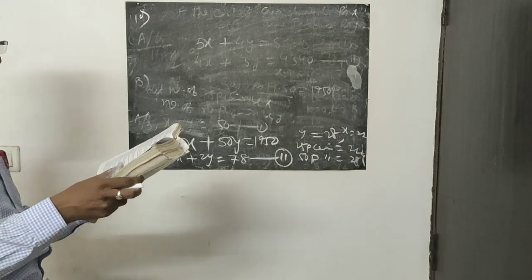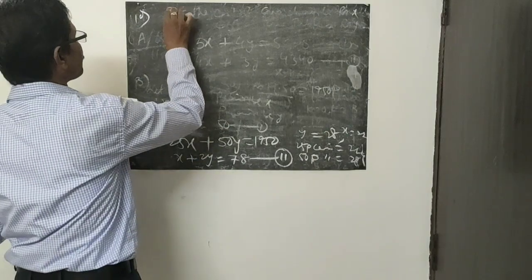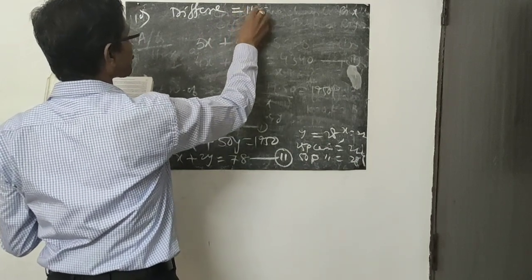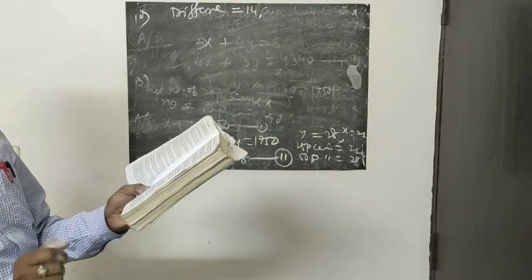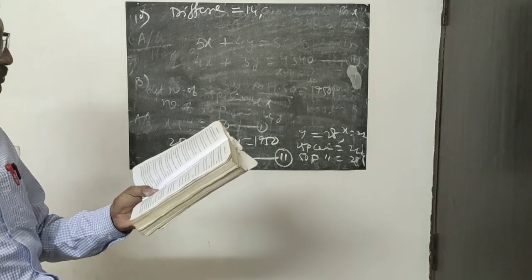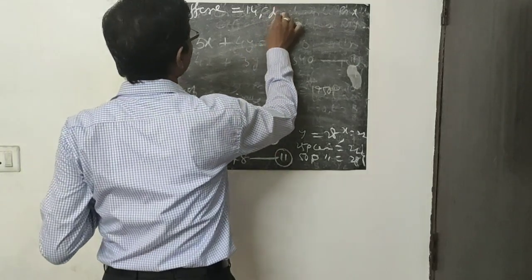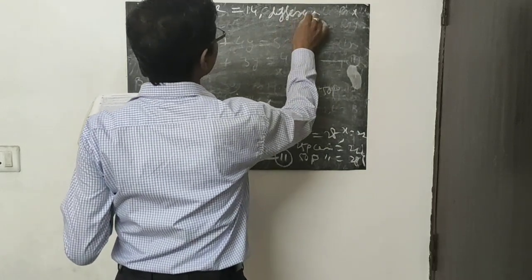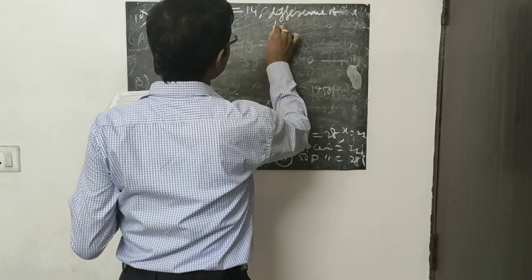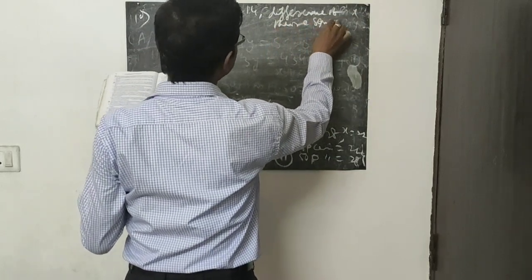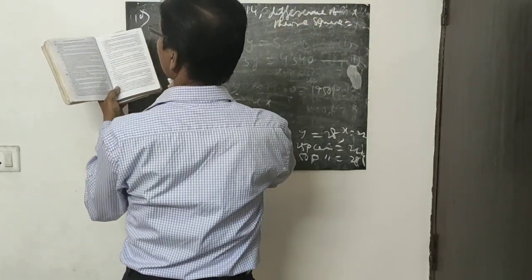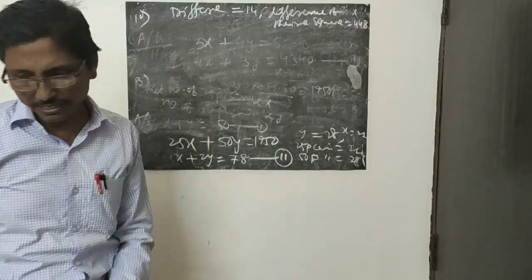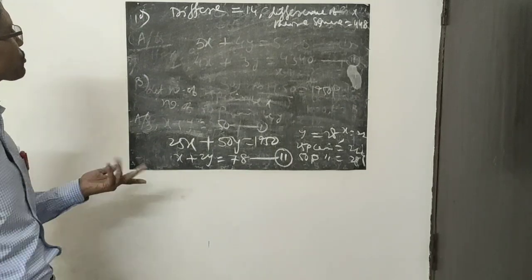The difference between two numbers is 40. First, try to understand the problem. The difference between two numbers is 40, and the second condition is the difference of their squares. The difference between the squares is given as 448. Then find the numbers.